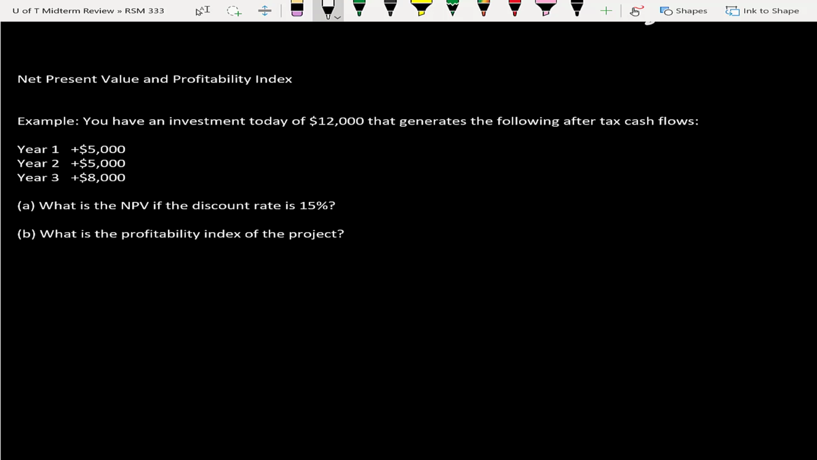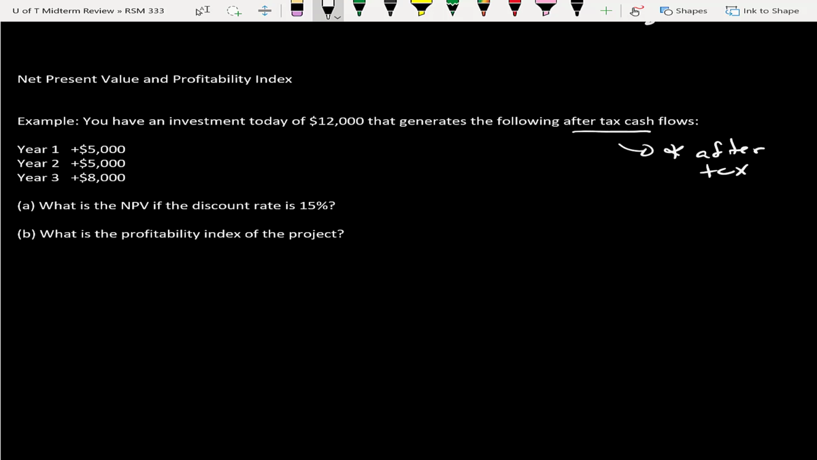Now let's do an example that will cover net present value and profitability index at the same time. The two are closely related, as you'll see in a minute. And so here's the example. You've got an investment of $12,000 today that will generate the following after-tax cash flows. And always remember, in any question, what you want is after tax. Okay, if they give you pre-tax, then you have to convert it to after-tax.